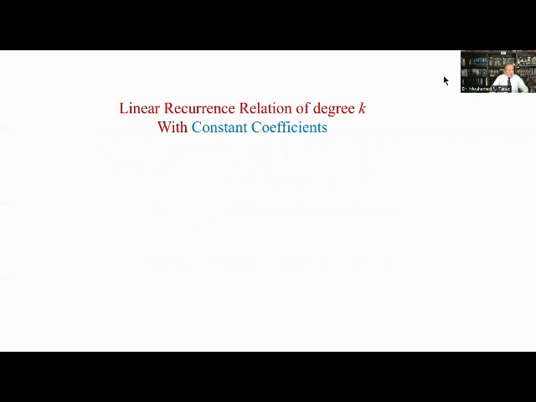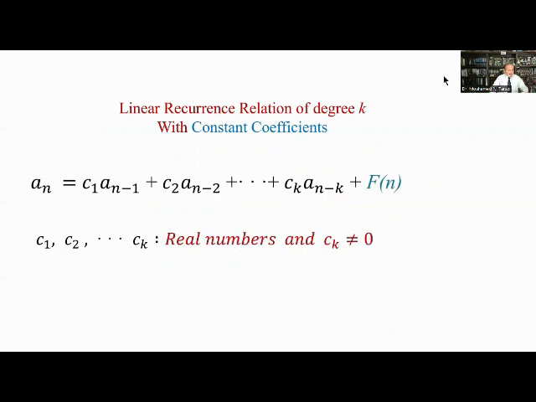What is a linear recurrence relation of degree k with constant coefficient? It looks like this. Now, you have two possibilities. If Fn is 0, it's called homogeneous, and that's what we covered in the previous video. If Fn is different than 0, it's called non-homogeneous.